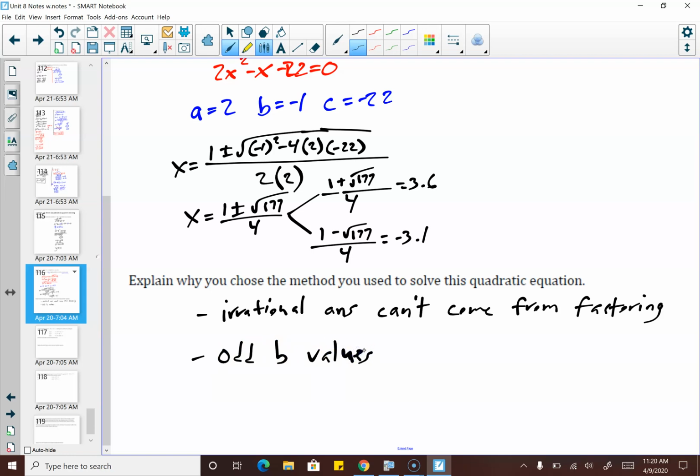Okay, now we should know that when we have odd b values here, like we had negative x, make completing the square hard, right? So we know that completing the square becomes much more challenging when there's not an even number in the middle. So quadratic formula is the easiest, realistically, of those three options there.